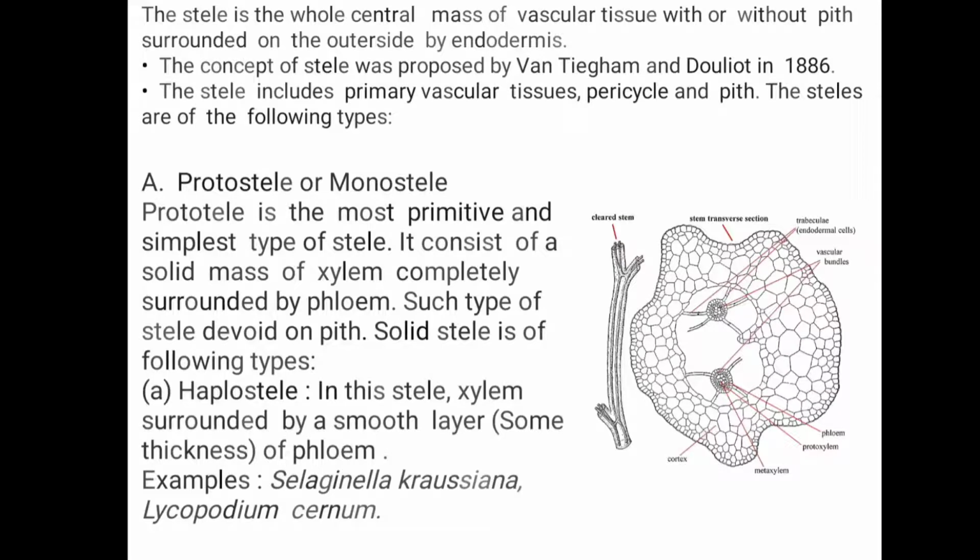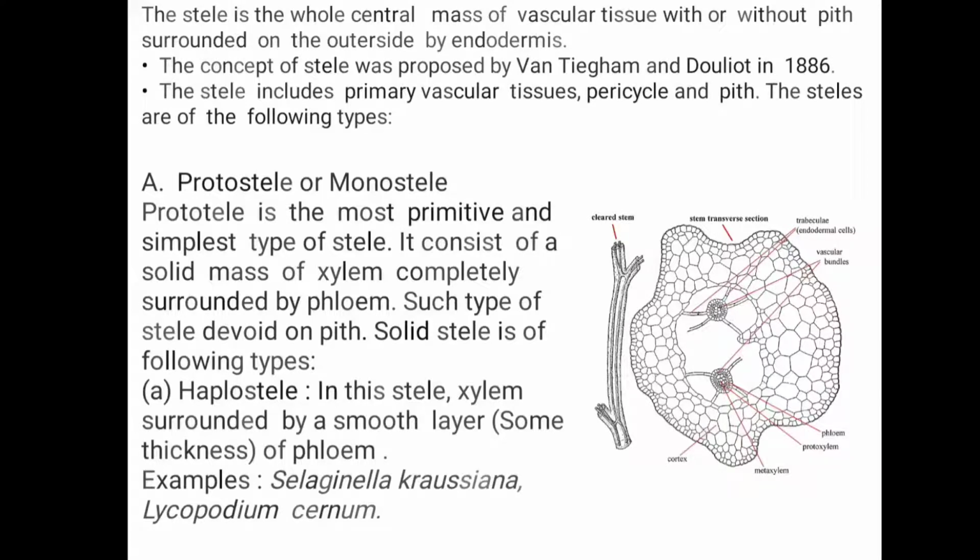The concept of the stele was proposed by Van Tieghem and Douliot in 1886. The stele includes the primary vascular tissue, pericycle and pith. The stele has the following types. So we discuss the first type. The protostele is also known as the monostele.